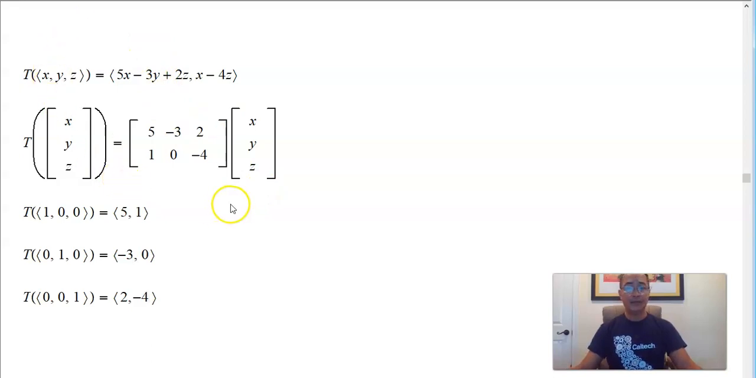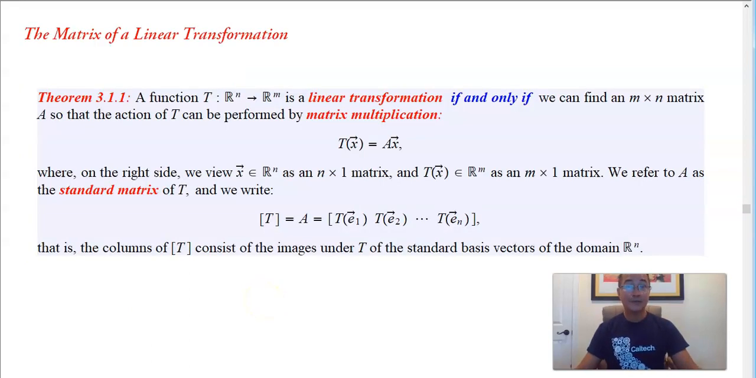Okay, so what's another way of thinking about this? If you want the first column of this matrix, just plug in 1, 0, 0 into your transformation. 1, 0, 0, we get 5. 1, 0, you get 1. And so on. Okay, so finally, we can move on and generalize the example that we just saw.